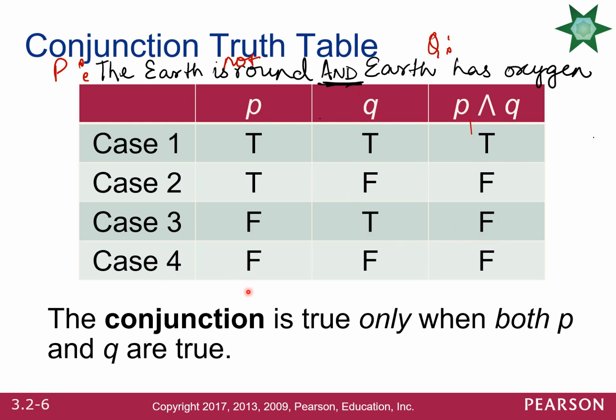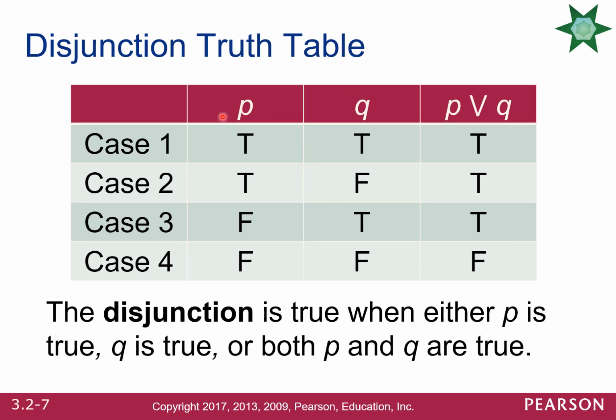And then finally in case 4, when both are false, so the earth is not round and earth has no oxygen, both are false, therefore the result is a false. All right. So the conjunction is true only when both P and Q are true. Otherwise, all the other combinations result in a false statement.